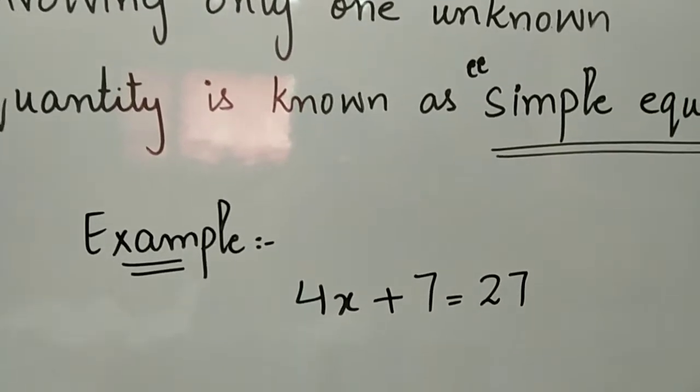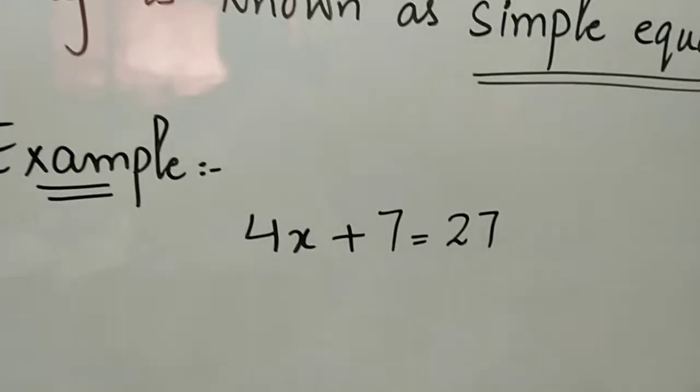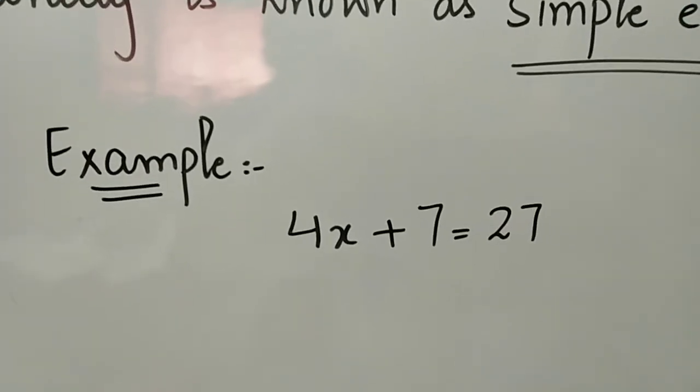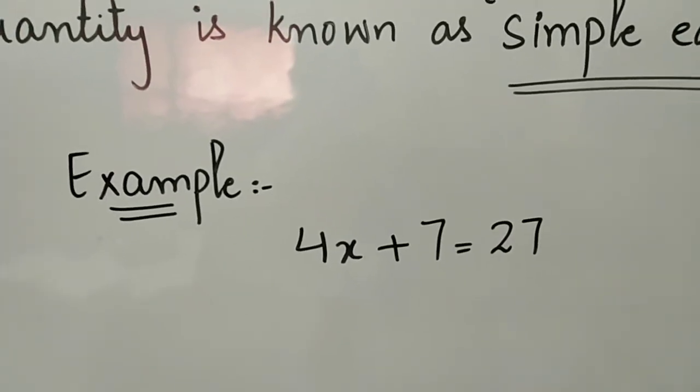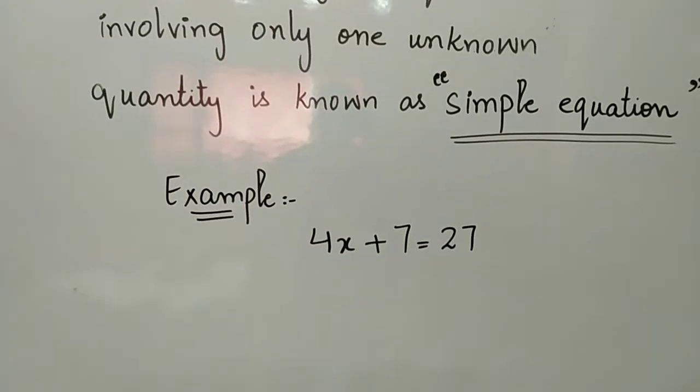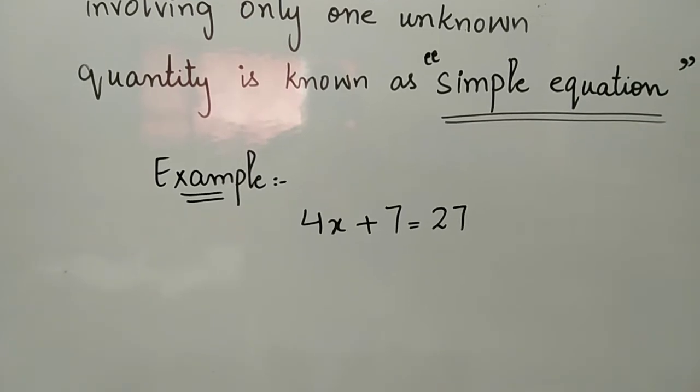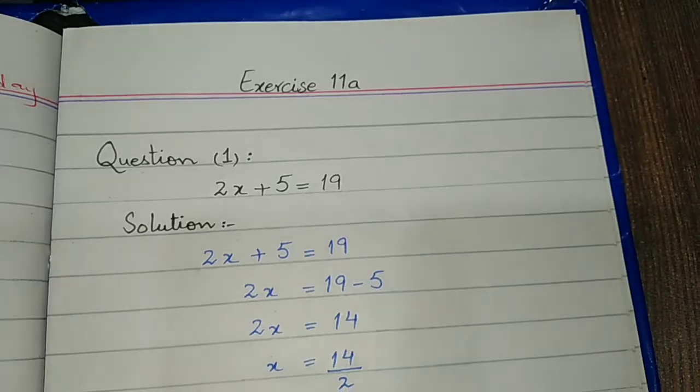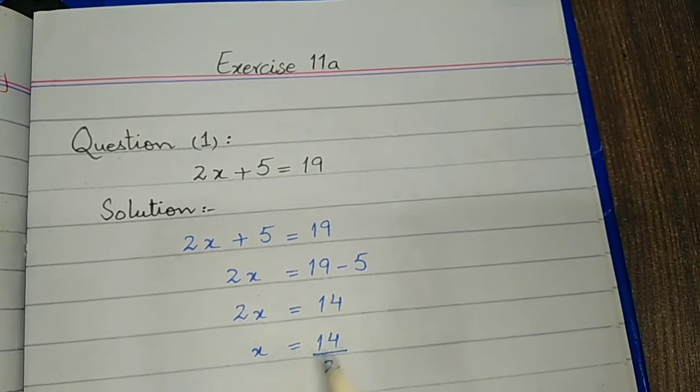So a first degree equation involving only one unknown quantity is known as the simple equation. Another example of a simple equation is 2x plus 9 equals 11. But only one unknown quantity, and that unknown quantity has to be of degree 1. Alright students, now we have to start our exercise 11a.